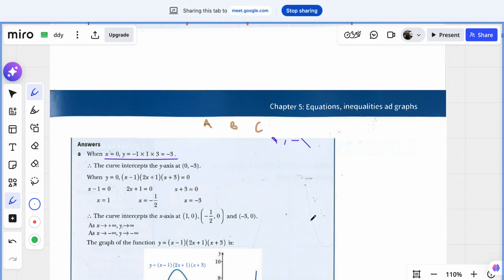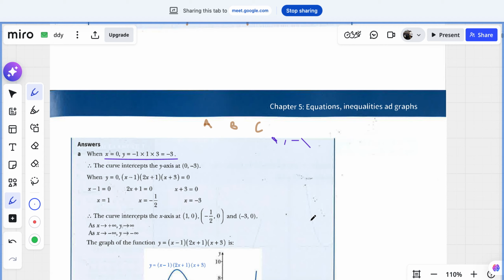Once you get 3 values of x, you form 3 coordinates. So what is this coordinate? Minus 3, comma 0. This will be this coordinate. We can call it point C.